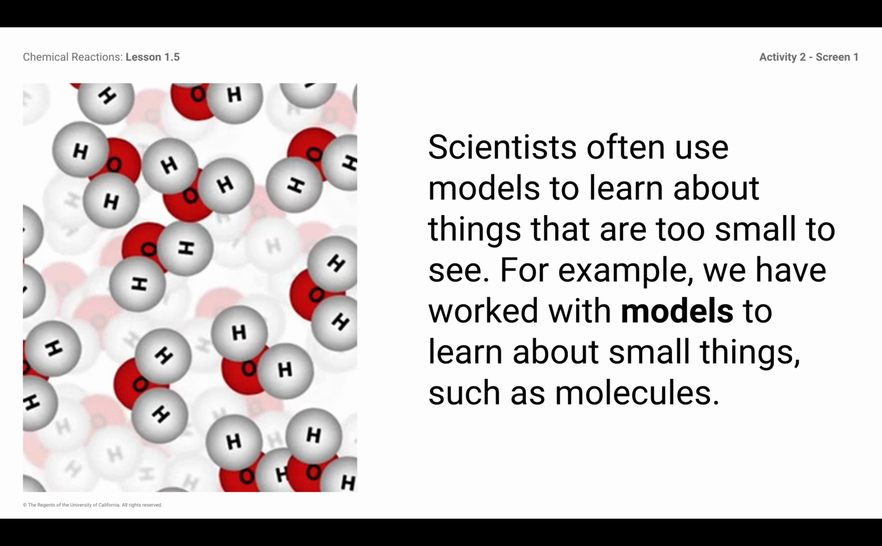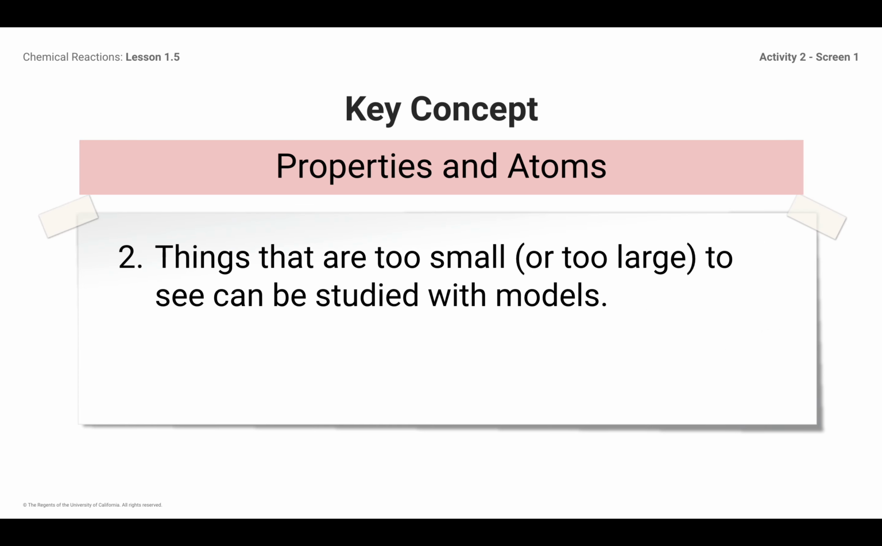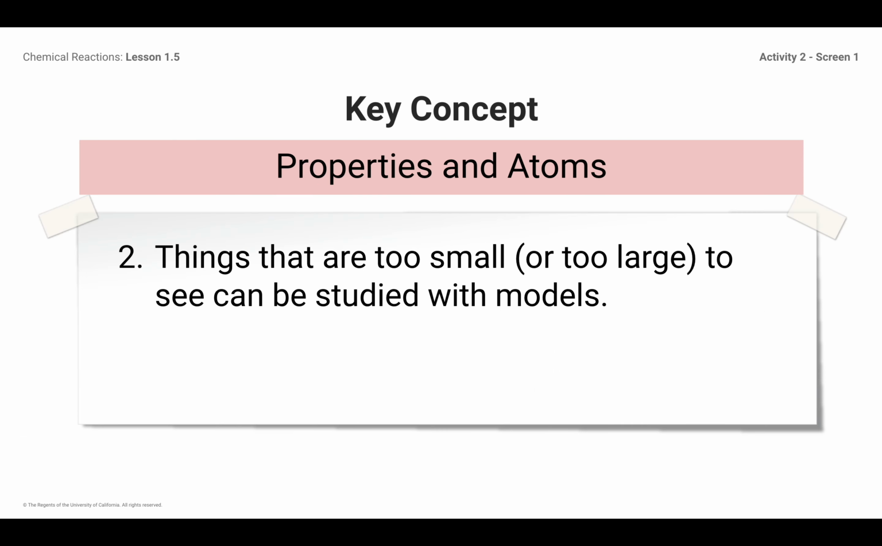All of the colors mean something, and they are the same colors used. So hydrogen is always going to be white, oxygen is always going to be red, carbon will always be black, etc. Okay? We're also going to use these atomic scale models, like what we saw, the billiard ball models. And then key concept number 2 is a repeat. We've had this one before. Things that are too small or too large to see can be studied with models.